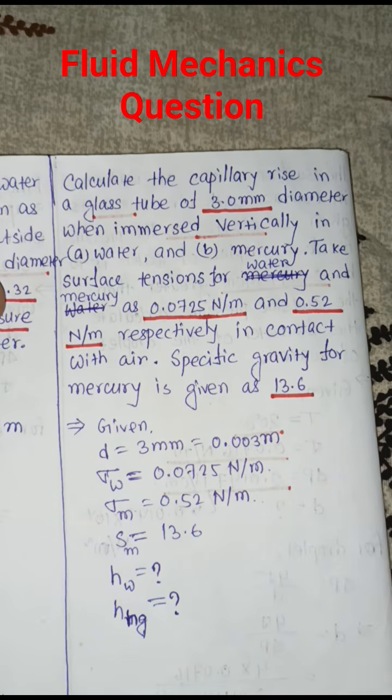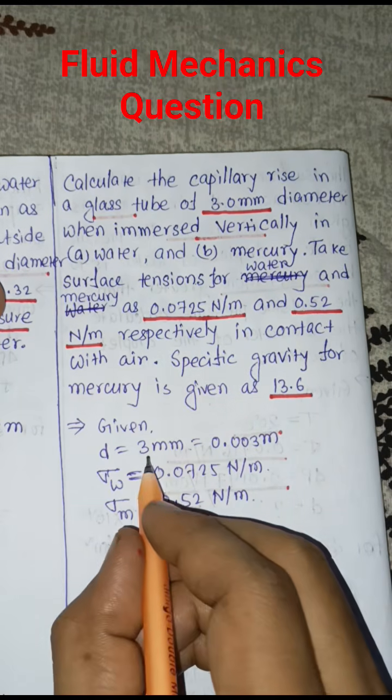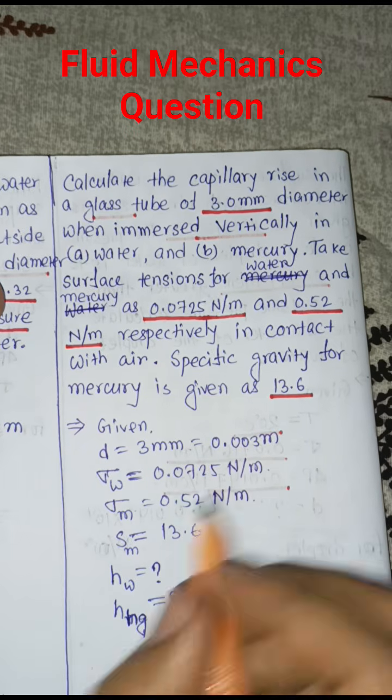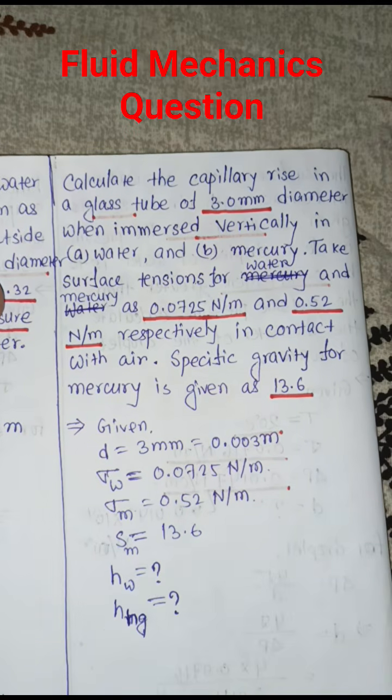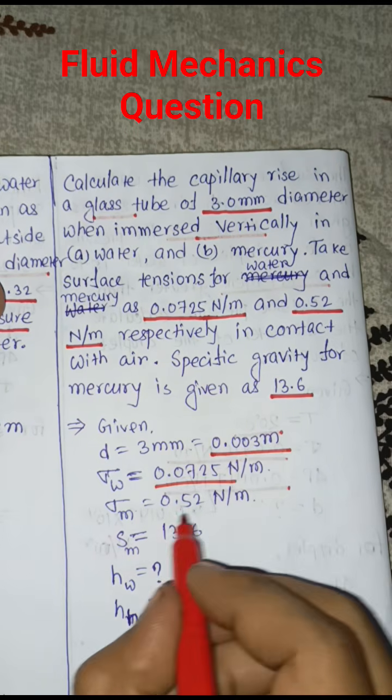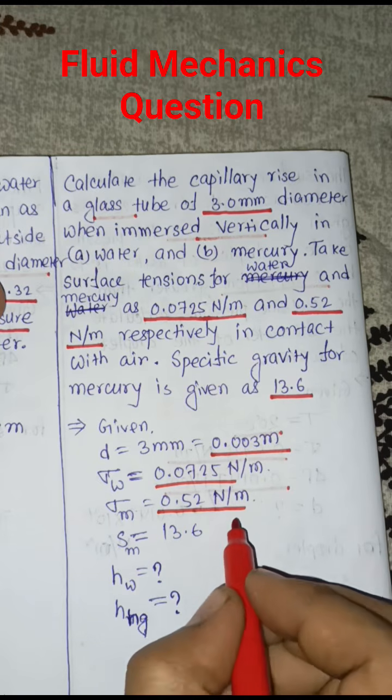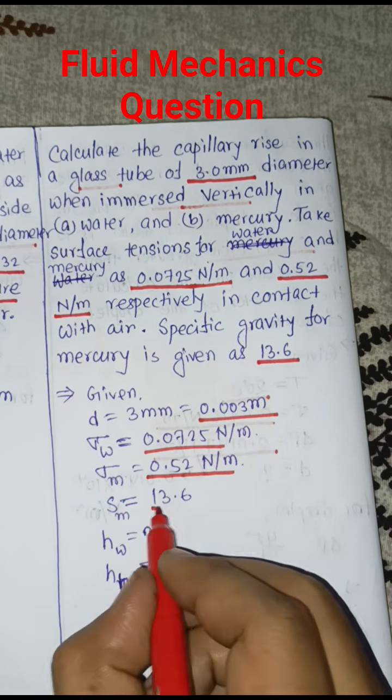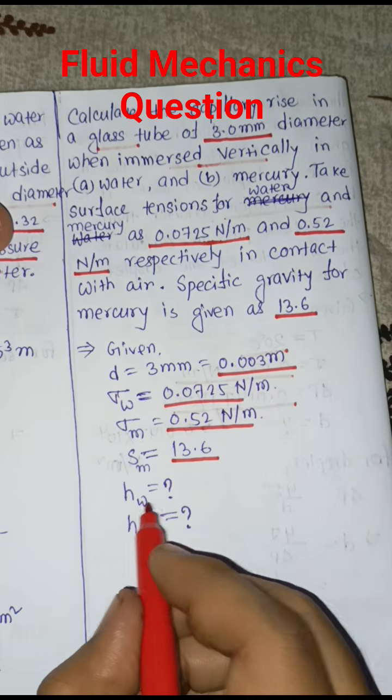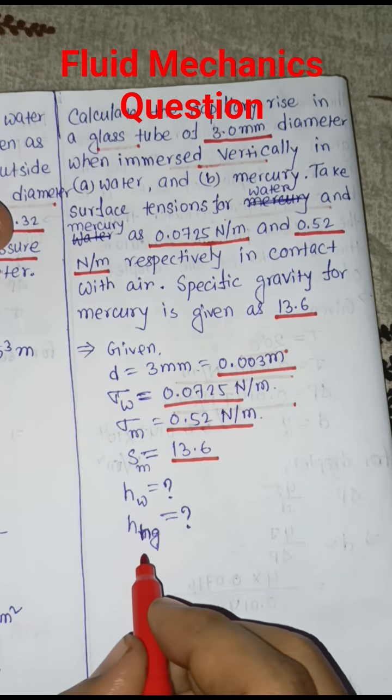So what is given in this question? Given the diameter, that is equal to 3 mm, that is equal to 0.003 meter, surface tension of water that is equal to 0.0725, and surface tension of mercury that is equal to 0.52 Newton per meter, and the specific gravity of mercury that is 13.6. You have to find out the capillary rise for water and capillary rise for mercury.